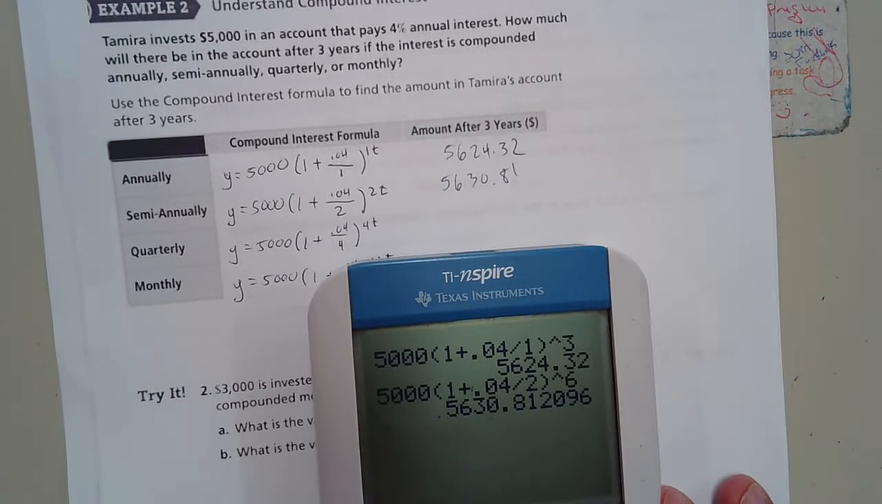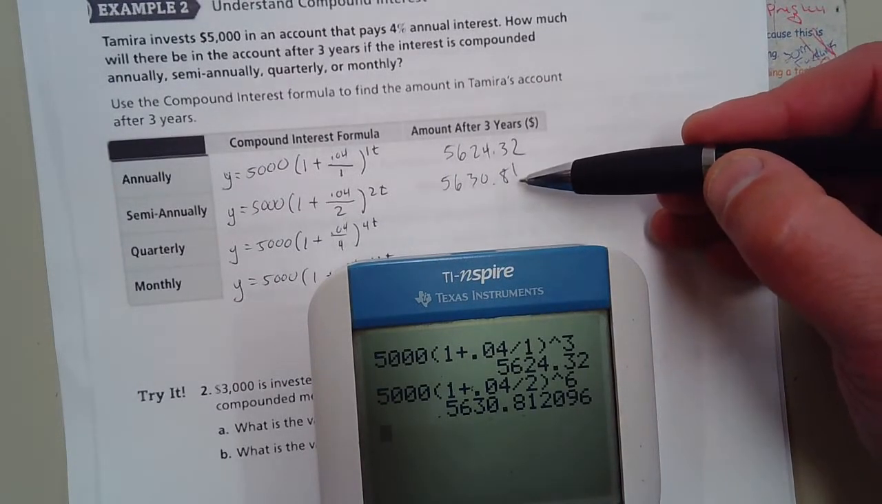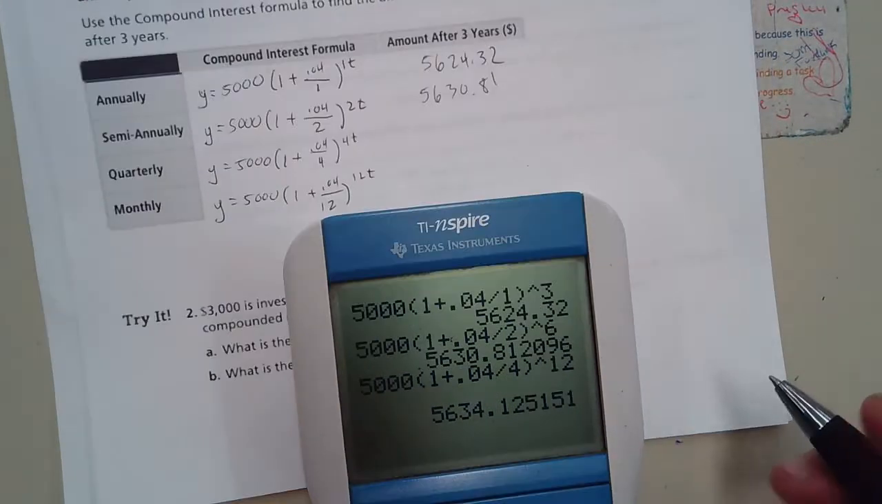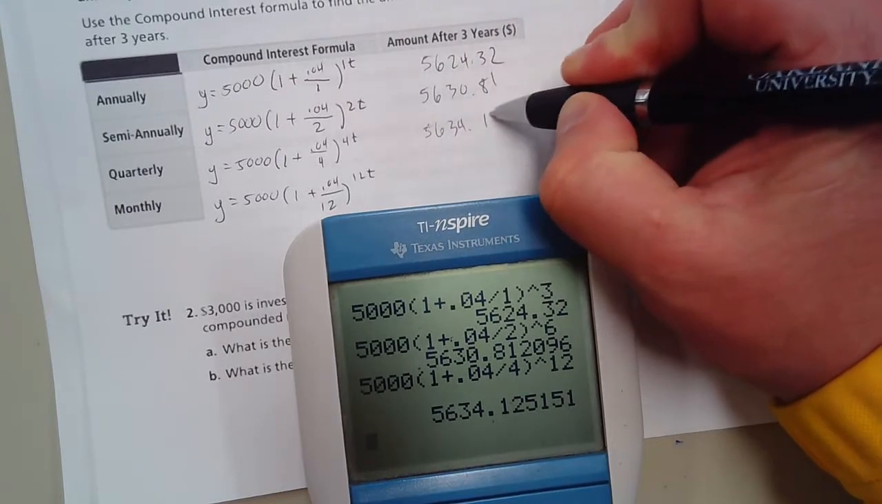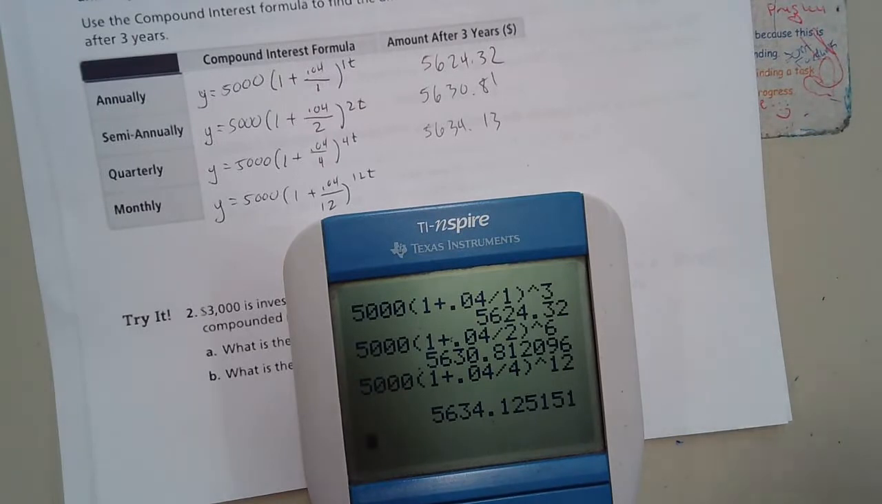Okay, so there's the second one. Obviously, it's a little more. This is what you're going to notice. The more times it gets compounded, the more chances you have to apply interest, the more it's going to be. Okay, and here's the next one, 5,634.13 if we round that up. So again, a little bit more money compounded quarterly.